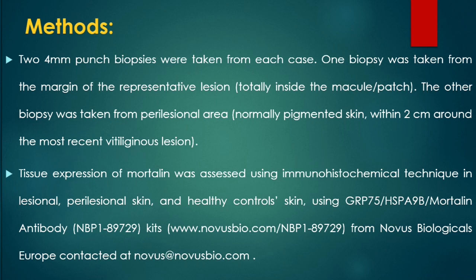Two 4-millimeter punch biopsies were taken from each case. One biopsy was taken from the margin of the representative lesion, totally inside the macule or the patch. The other biopsy was taken from the perilesional area of normally pigmented skin within 2 centimeters around the most recent vitiligo lesion. Tissue expression of Mortalin was assessed using immunohistochemical technique in lesional, perilesional skin, and healthy control skin using Mortalin antibody kits from Novus Biological Europe.